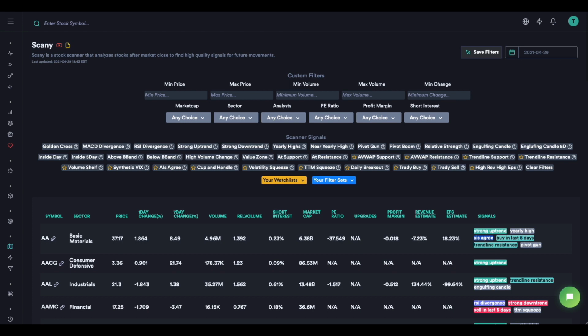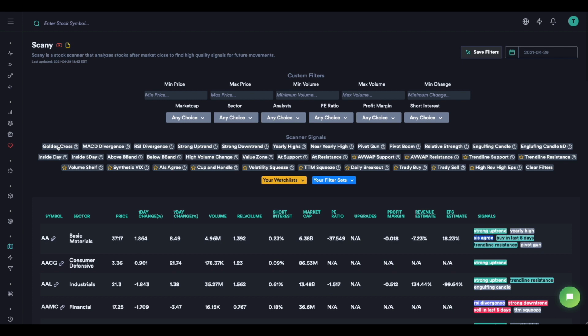There's so much stuff to cover. So on the top, similar to how we have filters for other tools, we have these filters for price, for volume, for change, for market cap, for sector, for analysts, for PE ratio, for profit margins, and for a whole bunch of other things. These days, short interest is a really popular filter, so you have that as well. And then you have a column for short interest here as well.